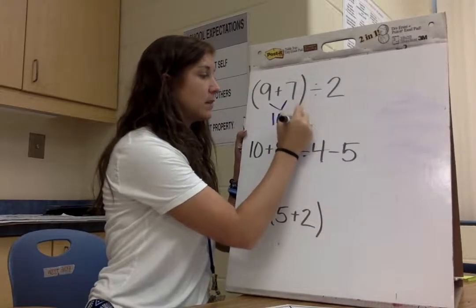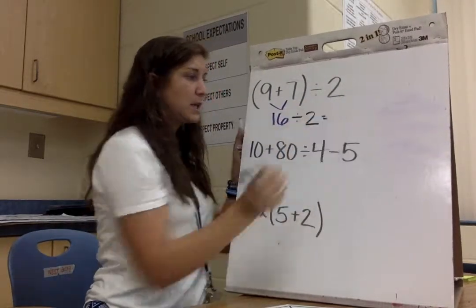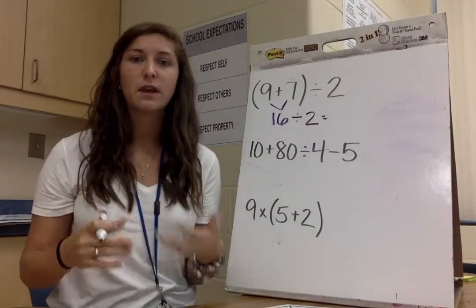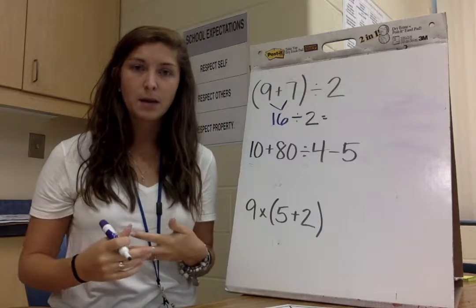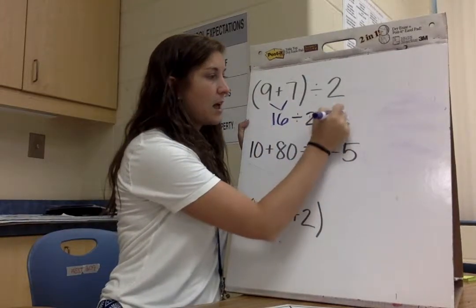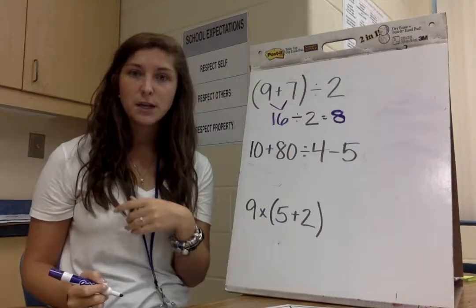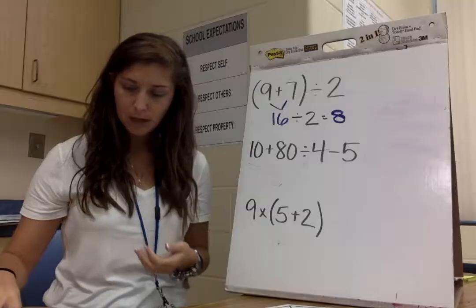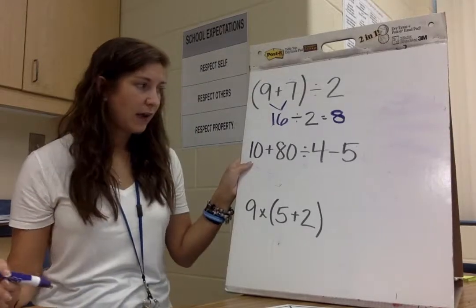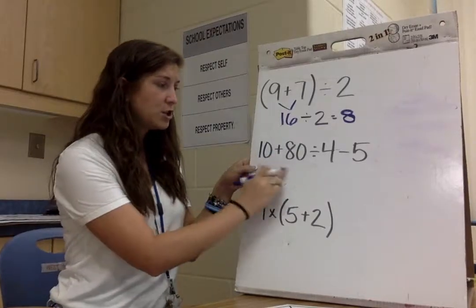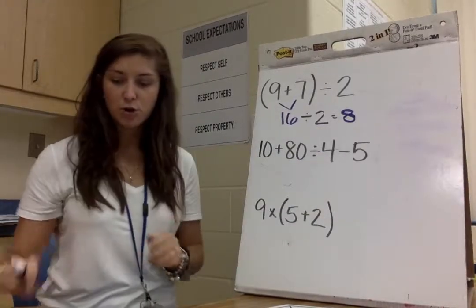So 16 divided by 2 is next. If I have 16 things, how many groups of 2 can I make? And I know that that is 8. So my answer to this problem is going to be 8 following our GEMS. Now, the next problem that I have does not have any parentheses, and it has addition, division, and subtraction.